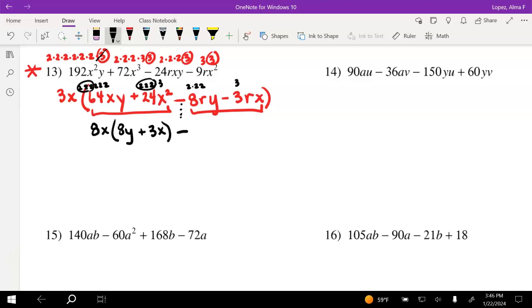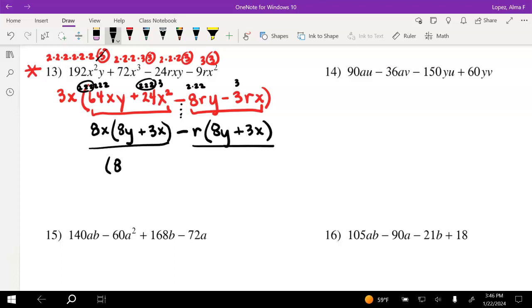8ry and 3rx only have an r in common. I'm going to factor it out. If I factor the negative r out of the first term, I still have 8y. If I factor the negative r out of the second term, I'm still going to be left with plus 3x. Remember, it's not an accident that the parentheses match. They're supposed to. We're now down to 2 terms.